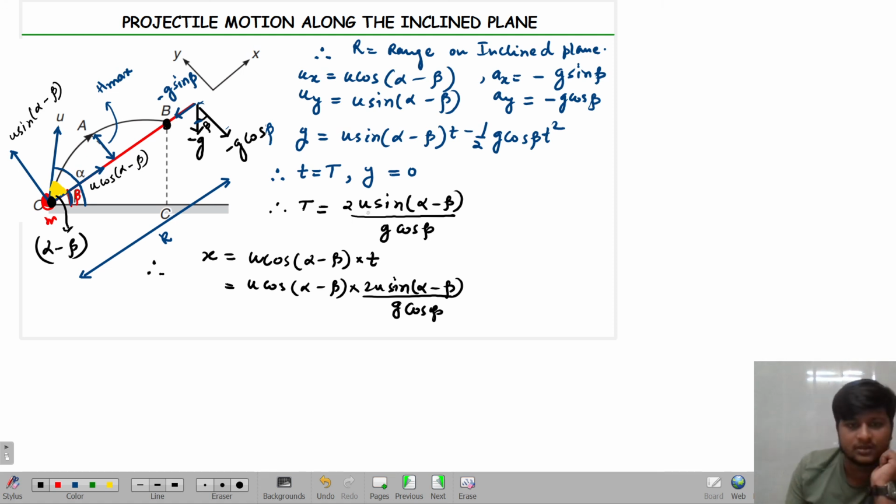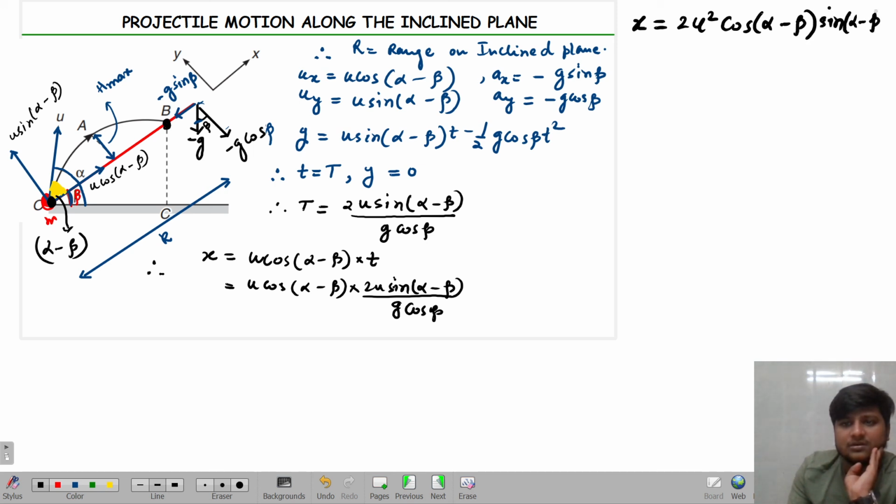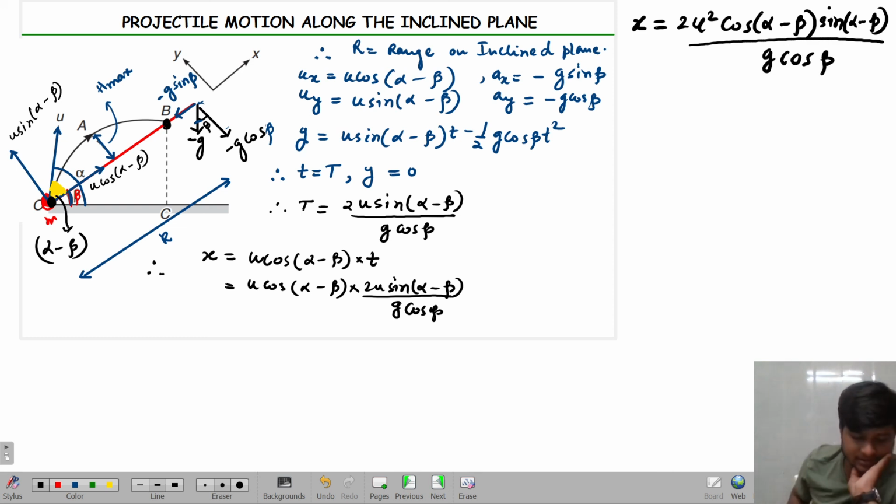So now look over here. So x is equal to what? u cos(alpha minus beta) into 2u sin(alpha minus beta) divided by g cos beta. Now look over here. I can form the equation or not? That x is going to be equal to how much? 2u square cos(alpha minus beta) sin(alpha minus beta) divided by what, guys? g cos beta. Right or not? Write this up to this point. It is written. Tell me. u square sin 2(alpha minus beta). Yeah, that is the x.